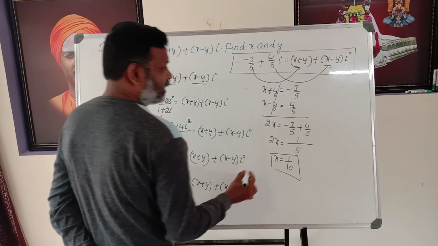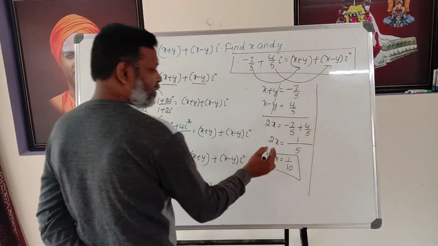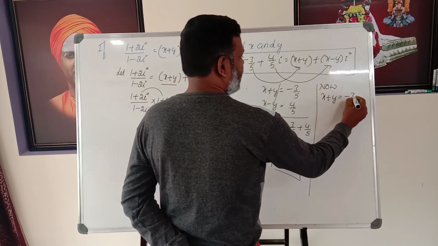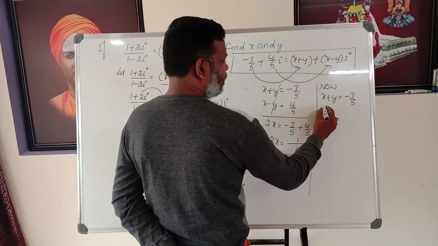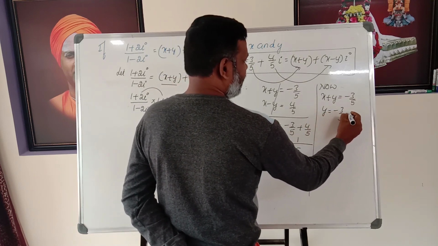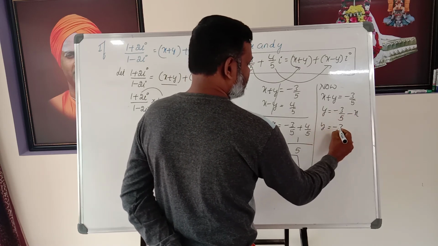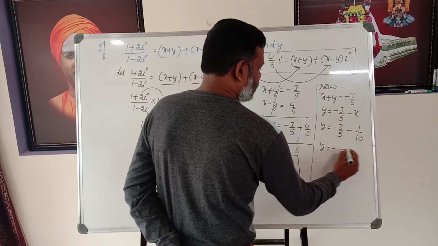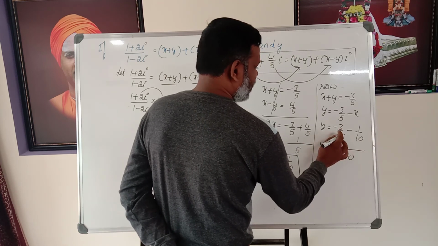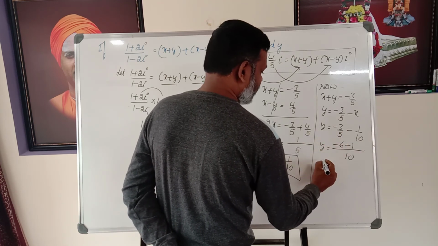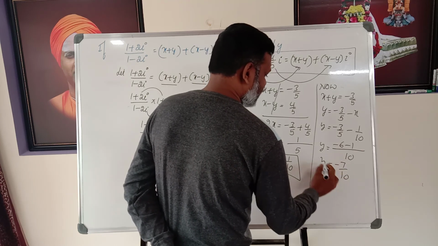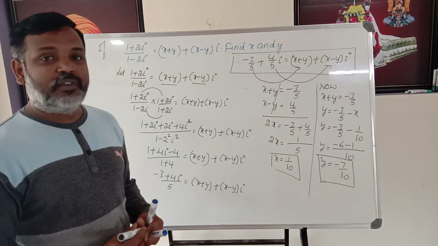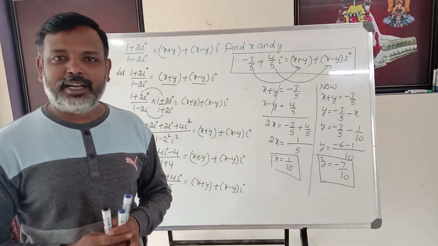Okay? Further, what do we need? We need y. For y, consider any one of the equations. Take x plus y is equal to minus 3 by 5. Then x is found, y is needed. y is equal to minus 3 by 5 minus x. What is the value of x? 1 by 10. So now y is equal to, I have to take the LCM. The LCM of 5 and 10 is 10. Multiplying, minus 6 minus 1, so therefore y is equal to minus 7 by 10. So this is how we find the value of x and y when they are given some equations. Is it clear? Thank you.